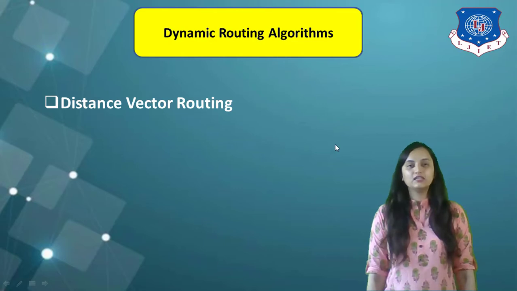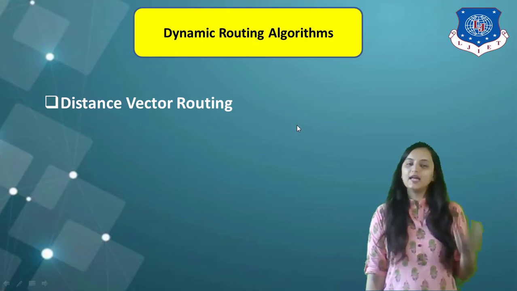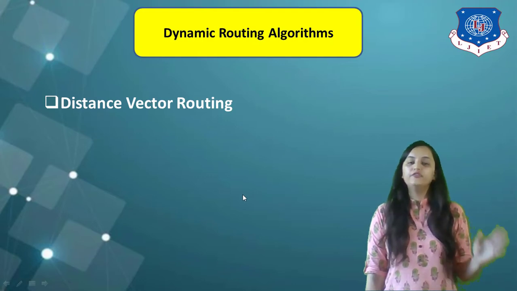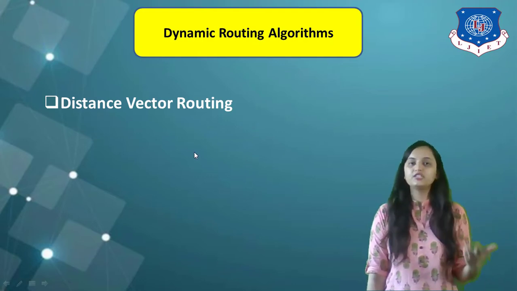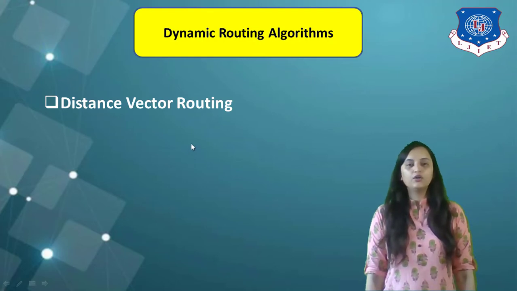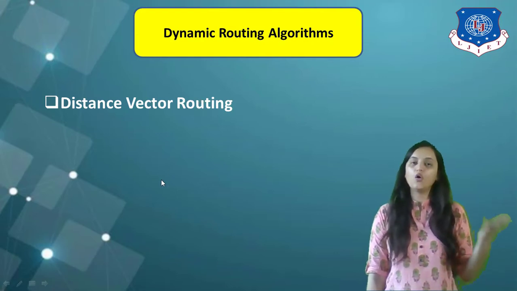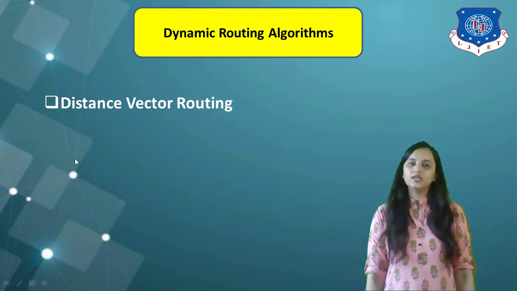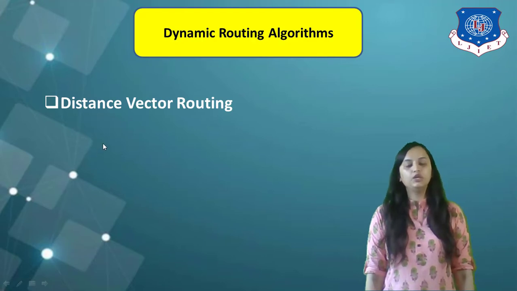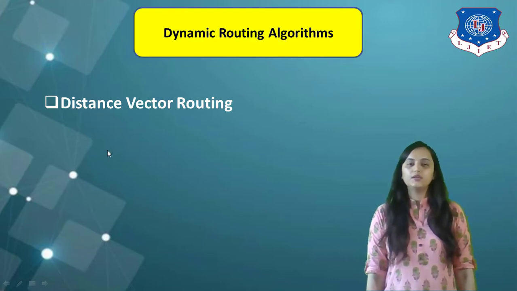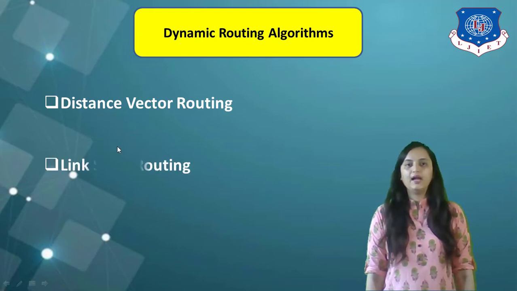Now let's see the next, dynamic routing algorithms. As we have seen, there are basically two types of algorithms, static and dynamic. Static routing algorithms are those which have fixed strategies, whereas dynamic routing algorithms are variable. That means they are adaptive to changes according to the network requirement. In dynamic routing algorithms, there are basically two types: the first one is distance vector routing and the second one is link state routing. Let us see these two in detail.